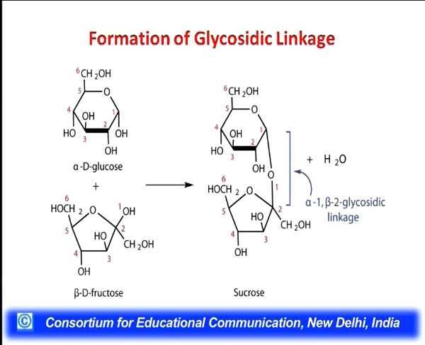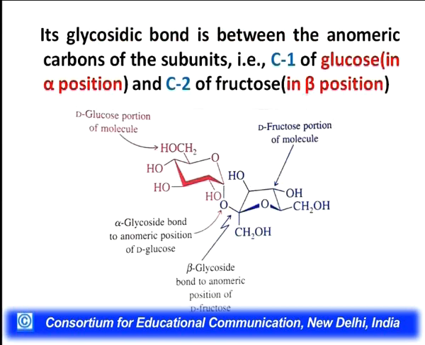So please, you have to remember this, that when we talk of the alpha and the beta, we are talking of the configuration around the anomeric carbon. And since in sucrose both the anomeric carbons are involved in bond formation, we will refer to both the linkages, that is alpha 1 beta 2 glycosidic linkage. So this is what again I have shown here in this slide, that this is the glucose here, this is the fructose and the beta glycosidic bond formation.